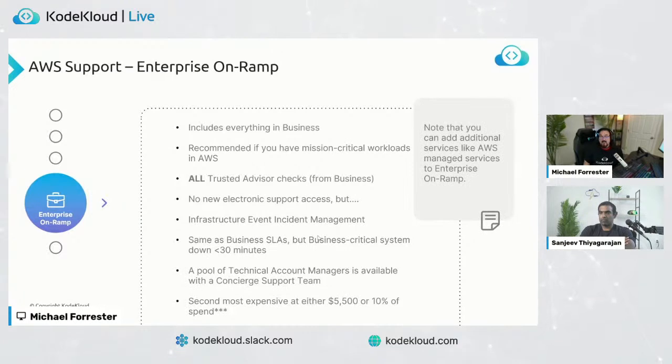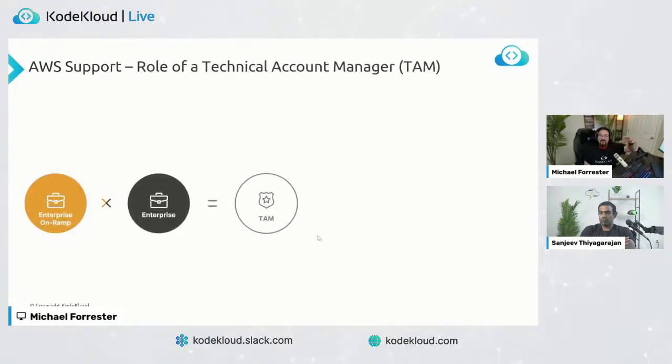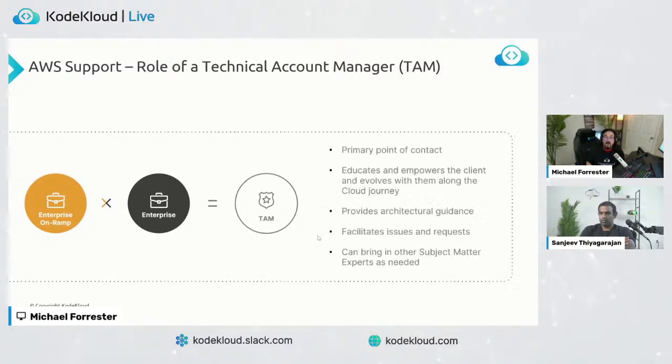And last but not least, once we go beyond the Enterprise On-Ramp, just as a mention, both Enterprise On-Ramp and Enterprise include access to technical account managers, but Enterprise gives you access to a dedicated TAM, or technical account manager. This is a single point of contact for your account with AWS, who works for AWS, and they are a facilitator of everything from you talking to product teams, primary point of contact. They can provide architectural guidance, facilitate issues and requests.